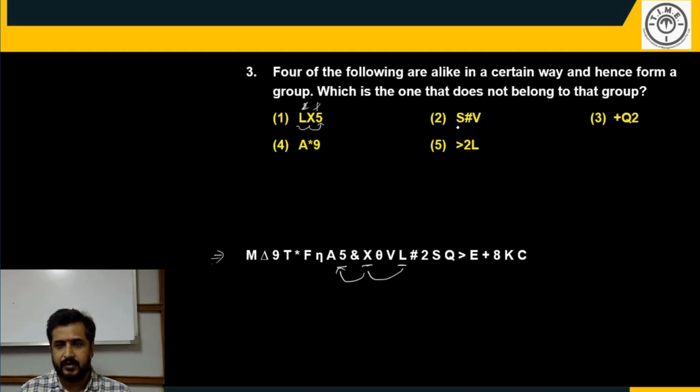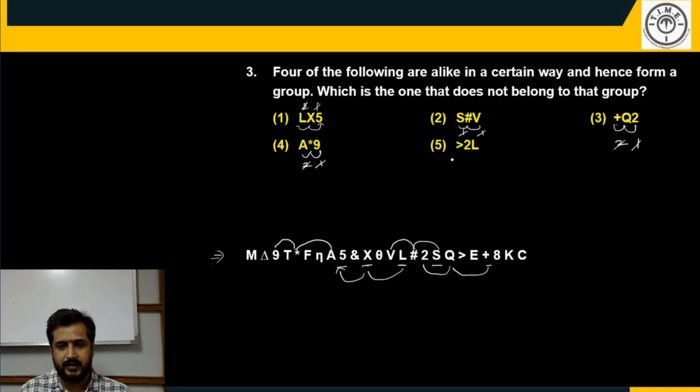Let's move on to S hashtag Y. Between S and hashtag 1 element is missing, and between hashtag and Y 1 element is missing. Let's move on to plus Q 2. Between plus and Q 2 elements are missing, and between Q and 2, 1 element is missing. Let's move on to A star 9. Between A and star 2 elements are missing, and between star and 9, 1 element is missing.